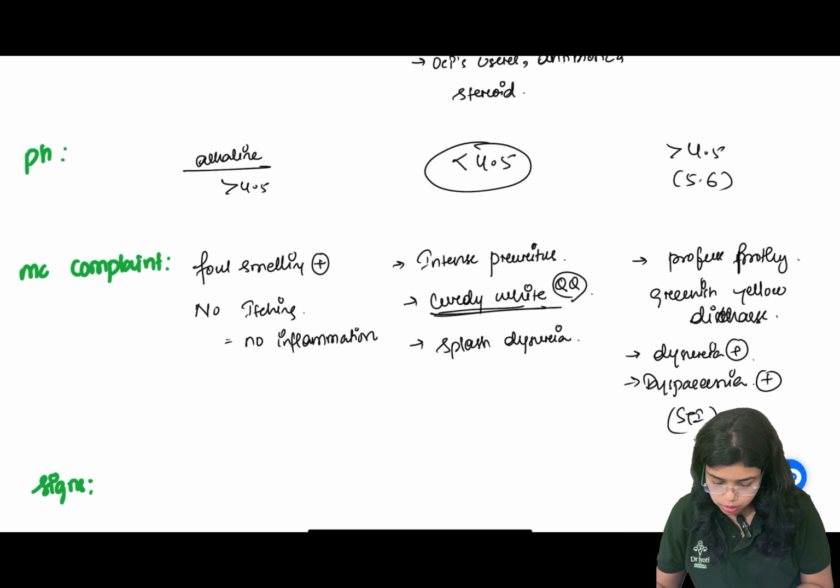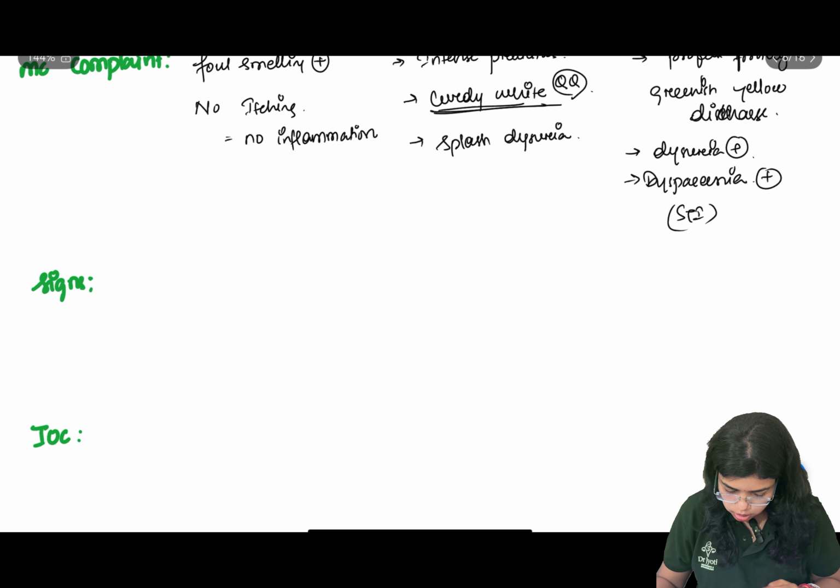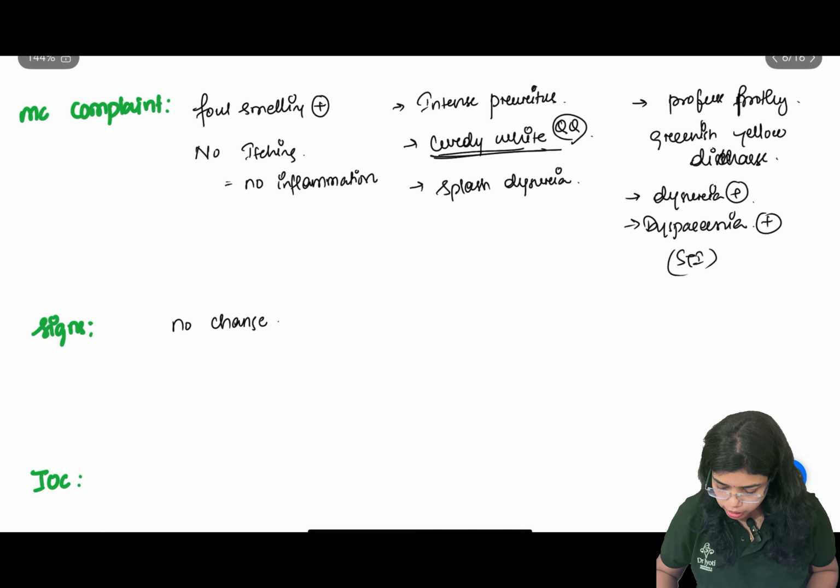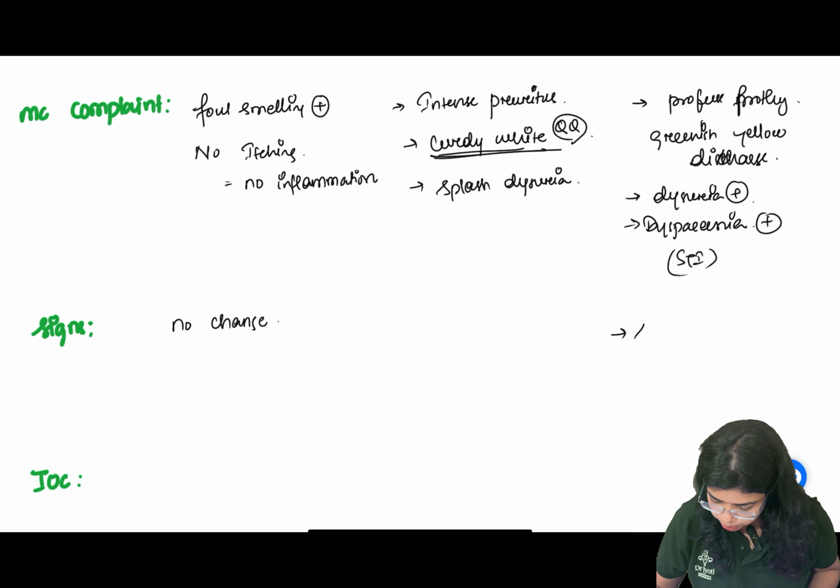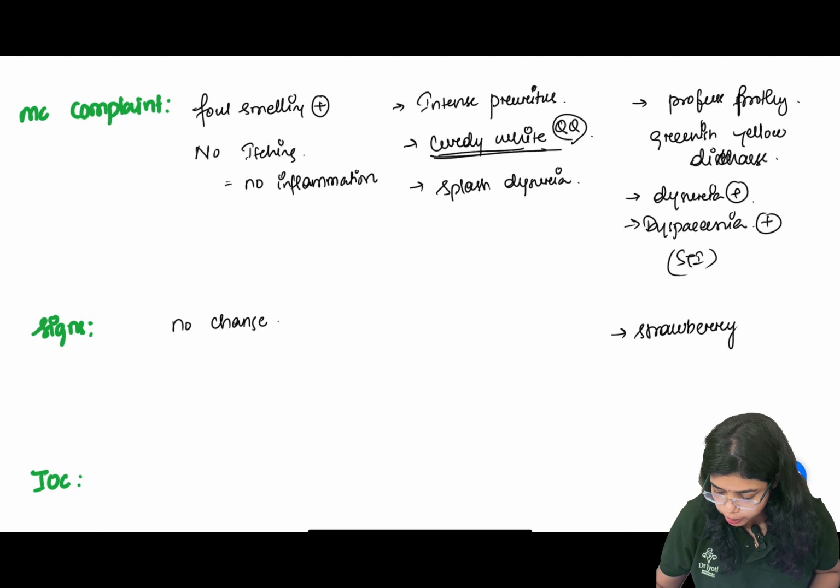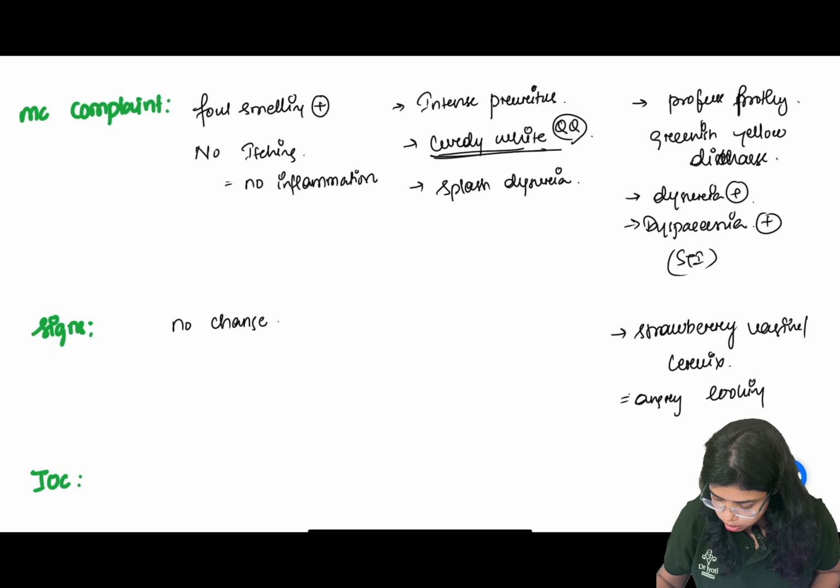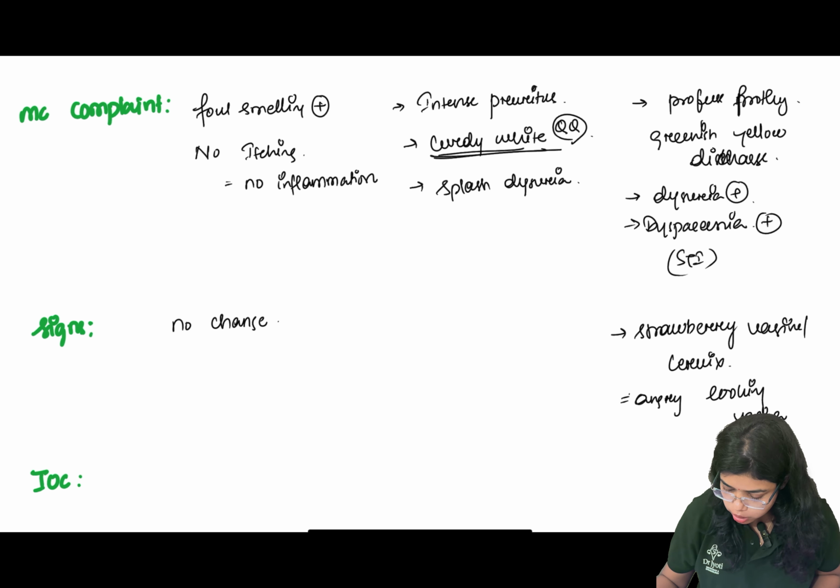Okay, then what are the signs? See, there is no change in vaginal epithelium or cervical epithelium, but here in trichomoniasis there will be multiple hemorrhagic spots. So it looks like a strawberry. So there is strawberry vagina or cervix due to multiple hemorrhagic spots. That is also called angry looking vagina. I will show you a picture. Also I will show you the curdy white discharge.